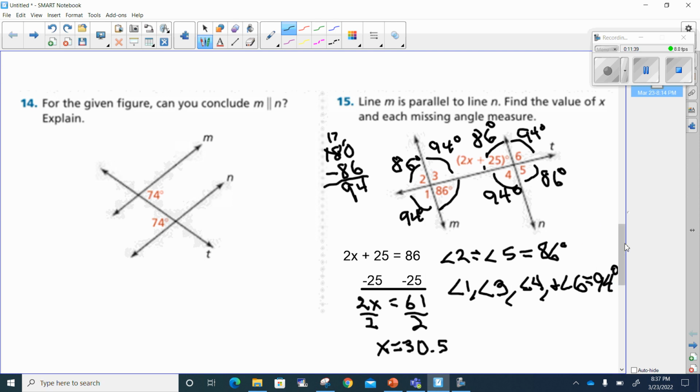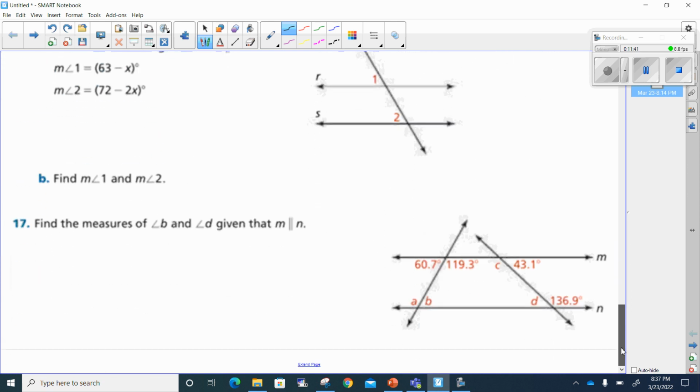Okay, let's go on to number 17. And that's my last one here. It says find the measure of angles B and angle D, given that M and N are parallel. All right, so they want me to find angle B, which is here, and they want me to find angle D, which is here. All right, let's go with B first.